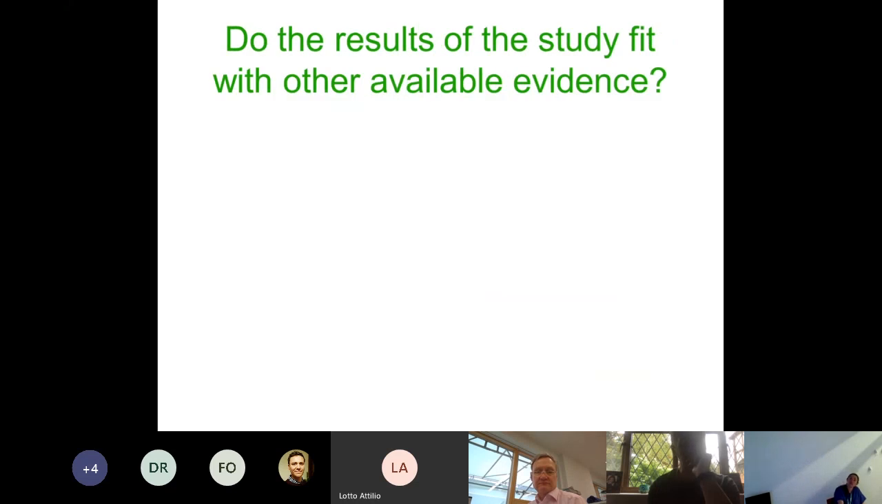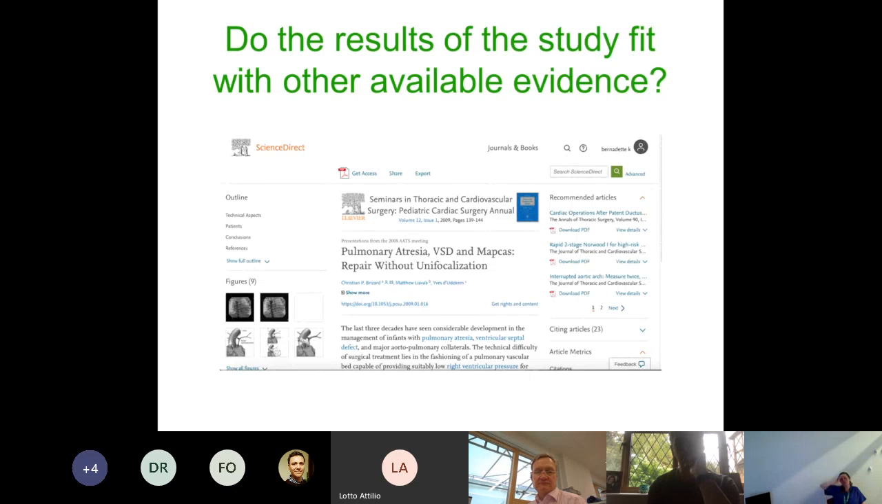So do the results of this study fit with the other evidence that's out there? And I guess for me, one of the main things was, and I think Ange touched on this in her talk, that there are other centres out there with a different experience.